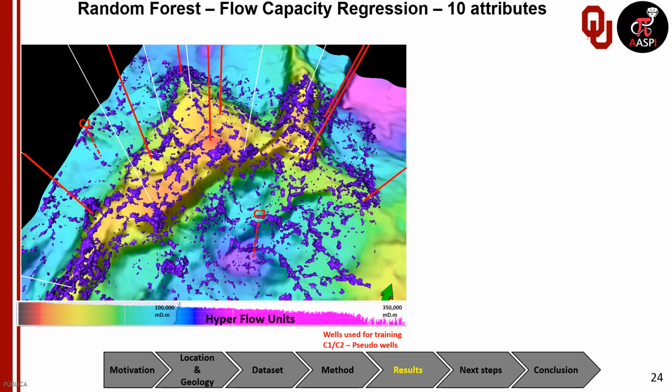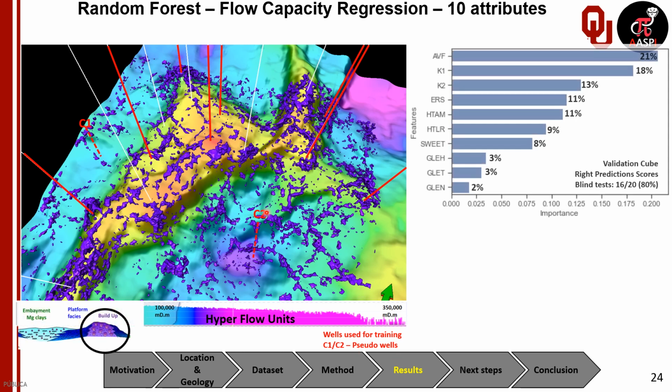So this is the random forest regression, a 3D view of the model. The wells in red were used for the training. In white, they are blind tests. Here you're looking at the values, the high flow units relate to the high producers as well. So as you can see, we have a very good match of our models. 80% blind test accuracy here, and this is the attribute importance of random forest.